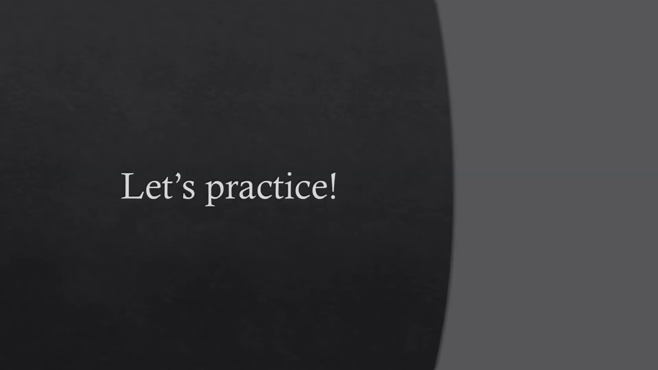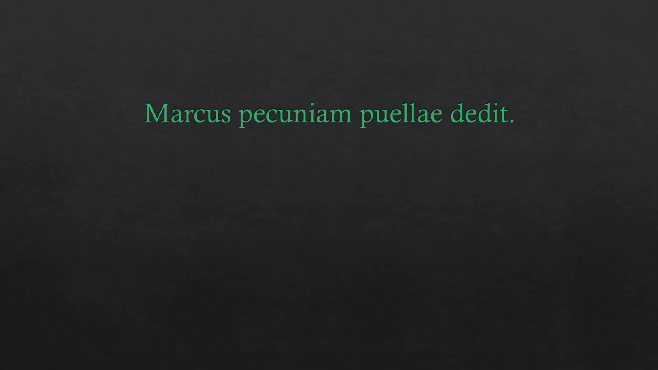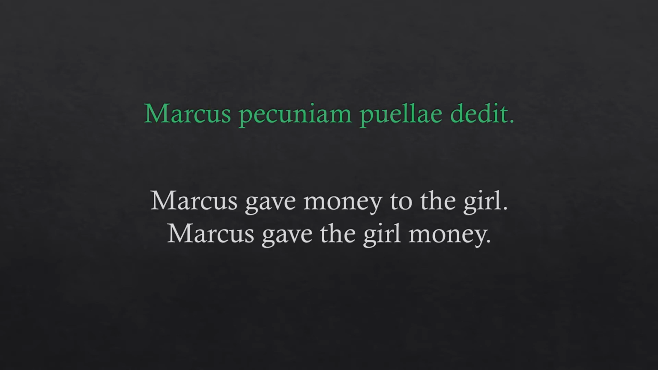Let's do a few practice sentences. Marcus pecuniam puellae dedit. Marcus gave money to the girl. Marcus gave the girl money. Both are correct. How do we know that puellae is our dative indirect object?